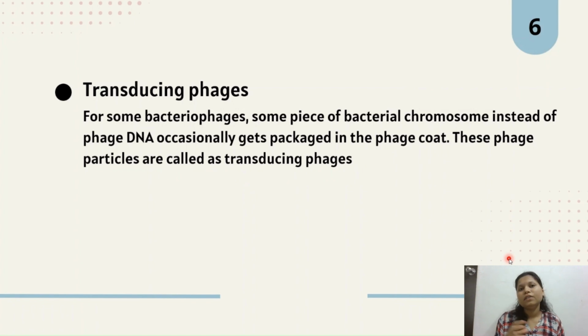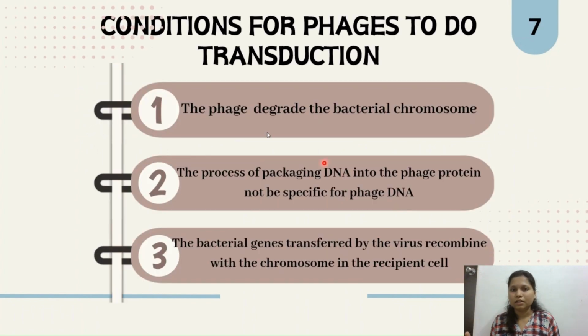Then the conditions which are required to do transduction. The phages which will perform transduction will need some conditions to follow. The first is that the phage degrades the bacterial chromosome. Obviously, the phage should be able to degrade the bacterial chromosome, cutting it down into fragments.